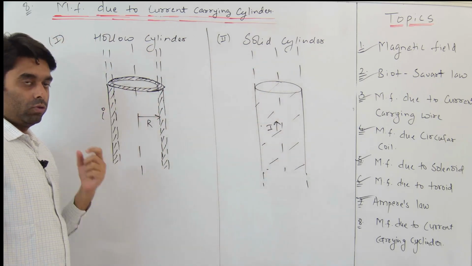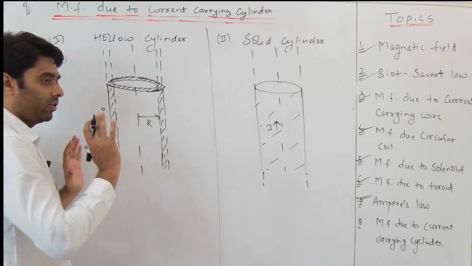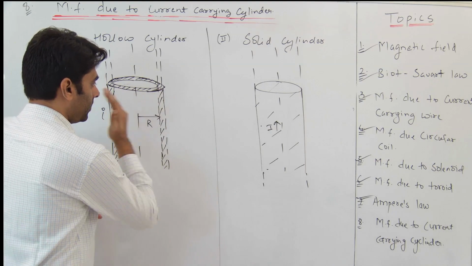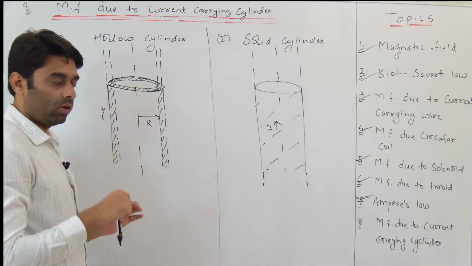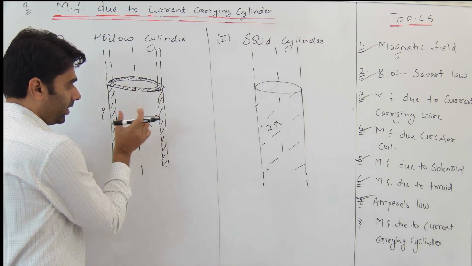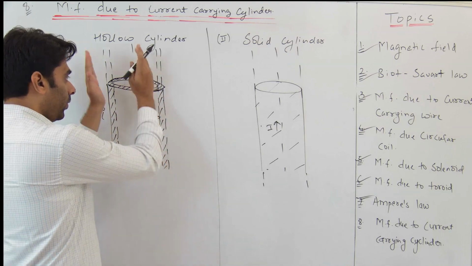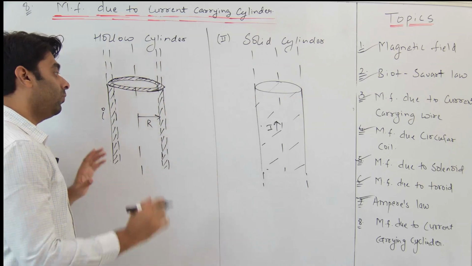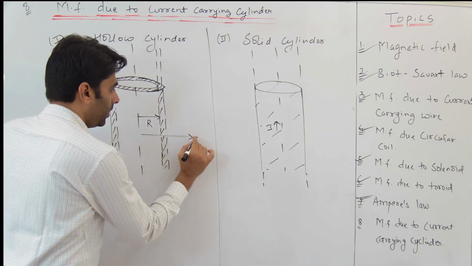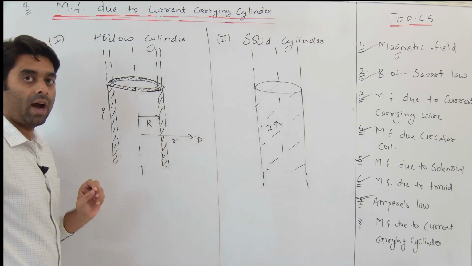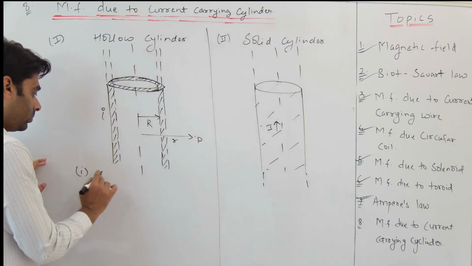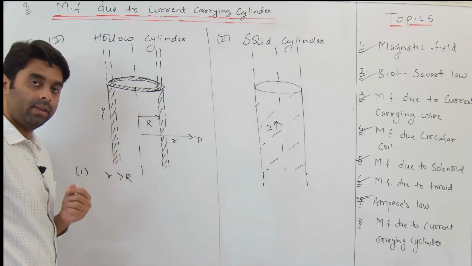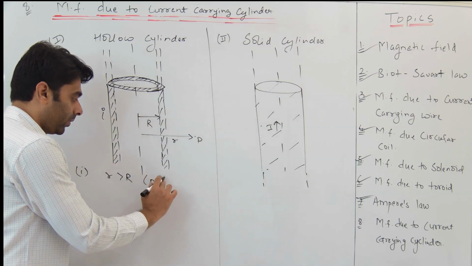Hollow cylinder. For outside points, we will categorize the results into two types, that means we'll have two results. What is a hollow cylinder basically? This hollow cylinder has radius R and the current I is flowing along its circumference. So for outside points, let's say a point P is present at a distance of r. Outside means small r will be greater than capital R. I hope this point is okay. Small r greater than capital R, these are your outside points.